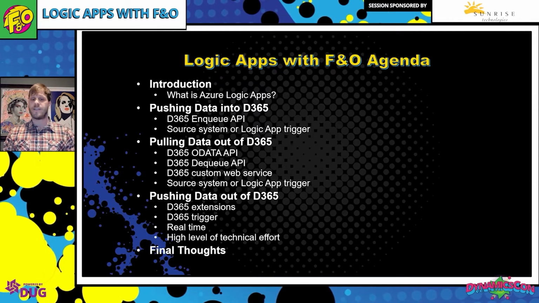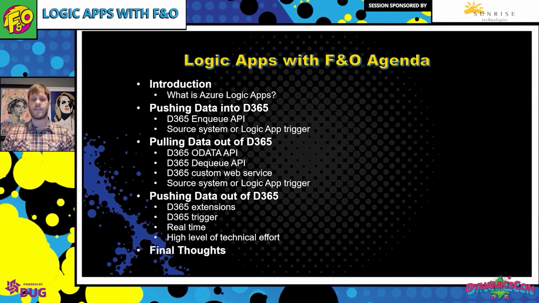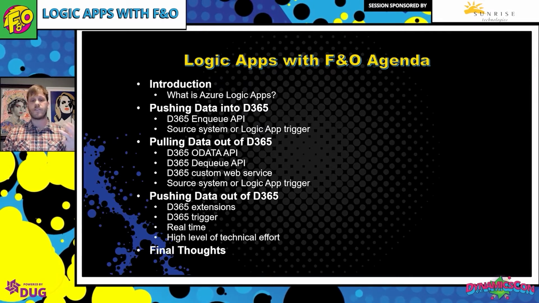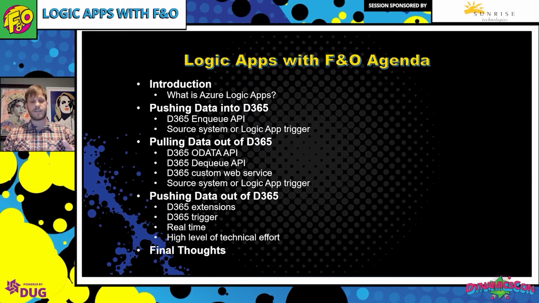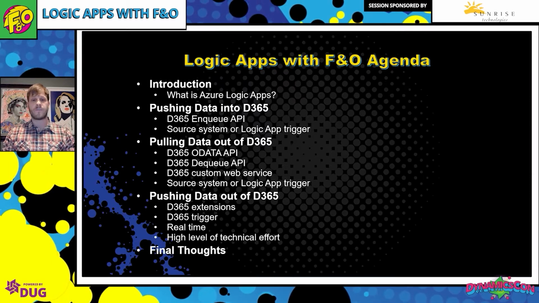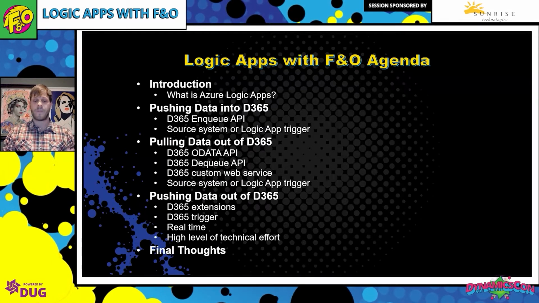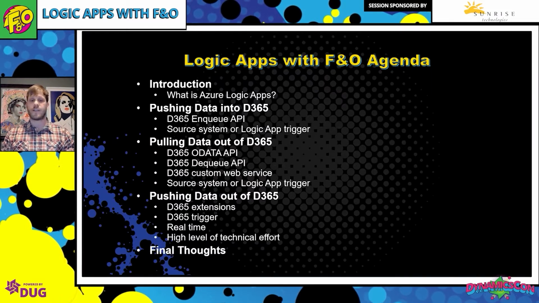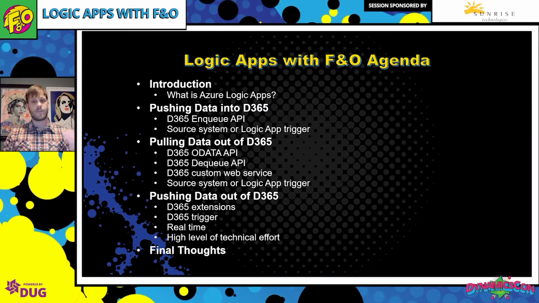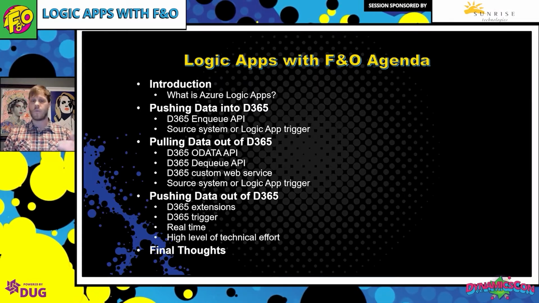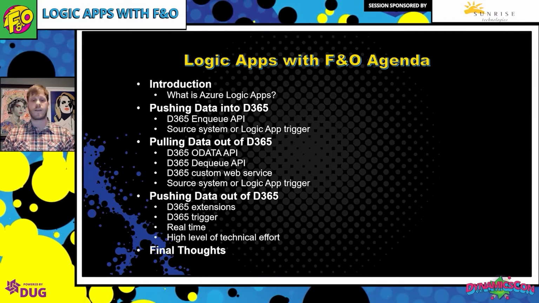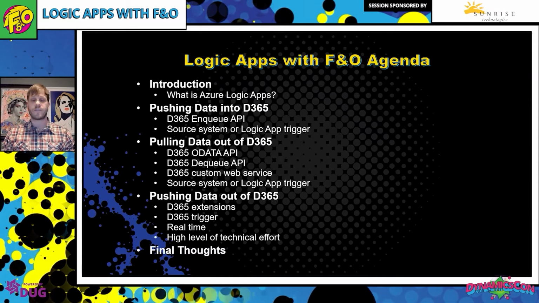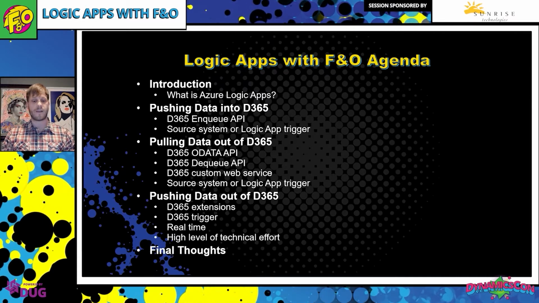When we push data into D365, I'm going to use the DQ API, and the source system for all those is going to be the Logic app or the source system itself. When we pull data out, I'm going to use a combination of the D365 OData APIs and the DQ API, so we can do a comparison of which API is better for what kind of scenario. I'll also even show you how I can use custom web services to make that work better.